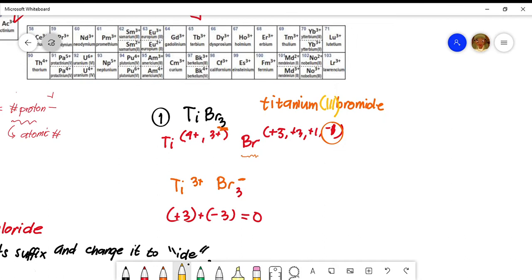Another example would be, let's get back here, we have titanium(III) bromide. In other words, we need a -3 charge so that the net charge of the ionic compound is 0.